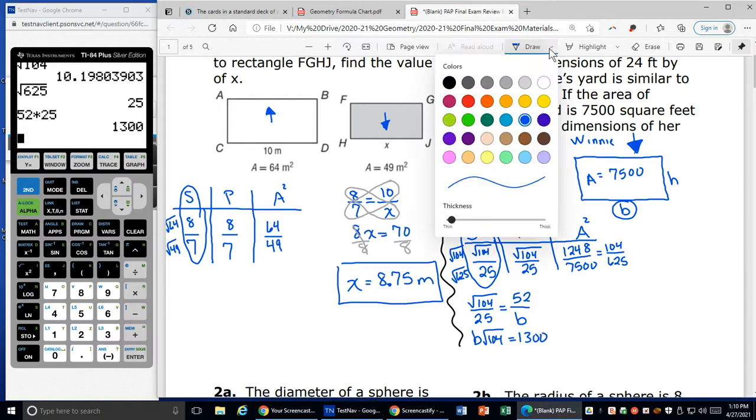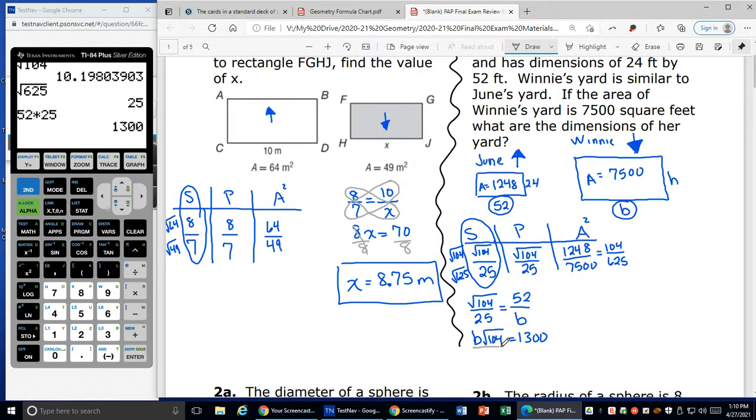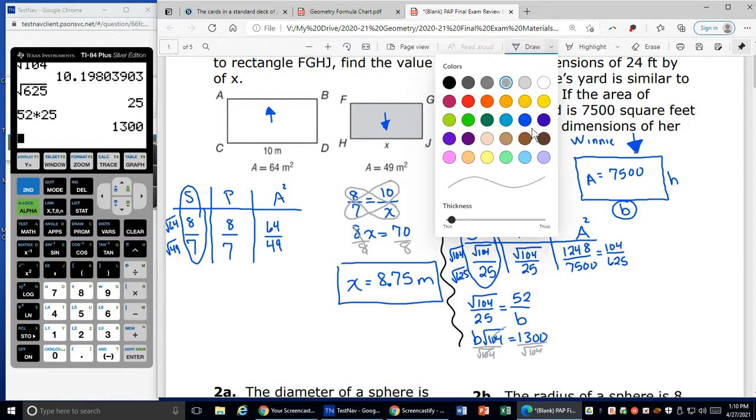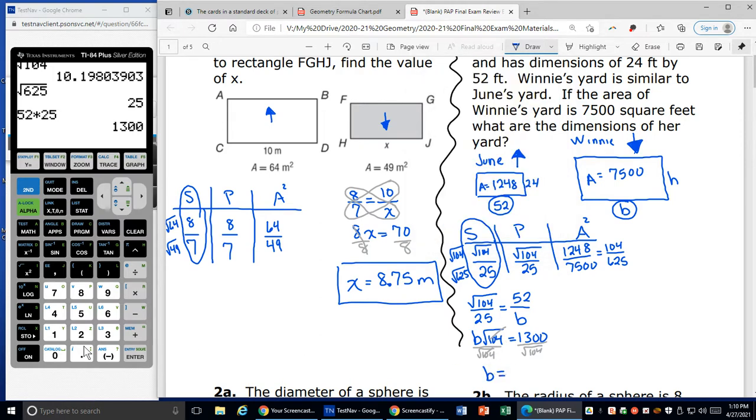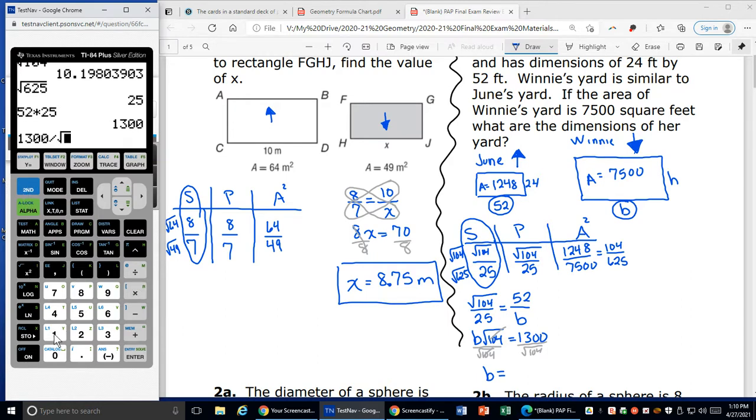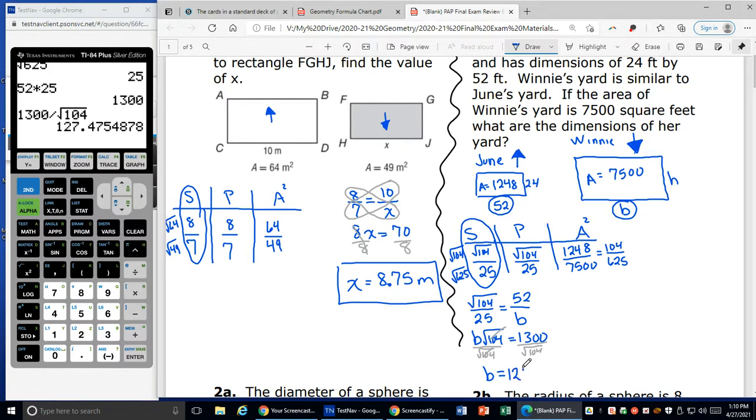1,300. Then to get rid of that square root of 104, I'm just going to divide both sides by the square root of 104 because it's just being multiplied to that B. At this point, I'm going to have to go to my calculator and I will have to be okay with a decimal. B equals 1,300 divided by the square root of 104. So the base length of Winnie's yard is 127.475. And these are feet.